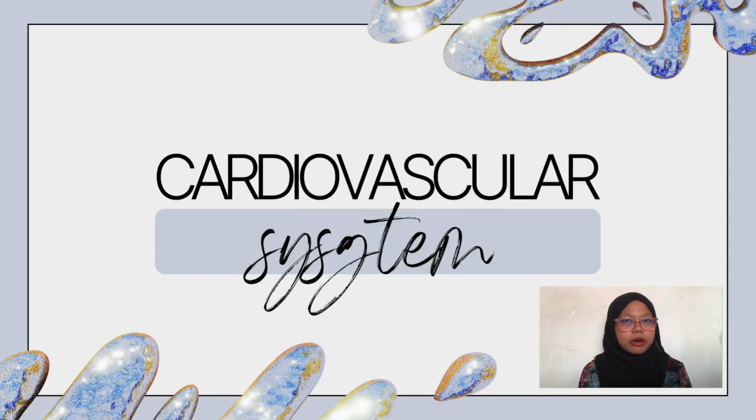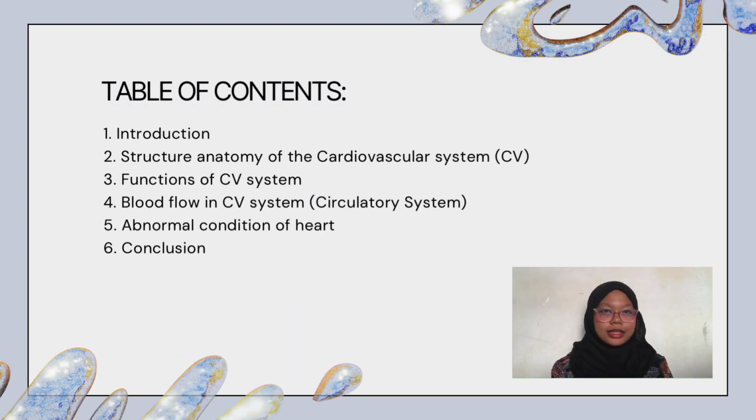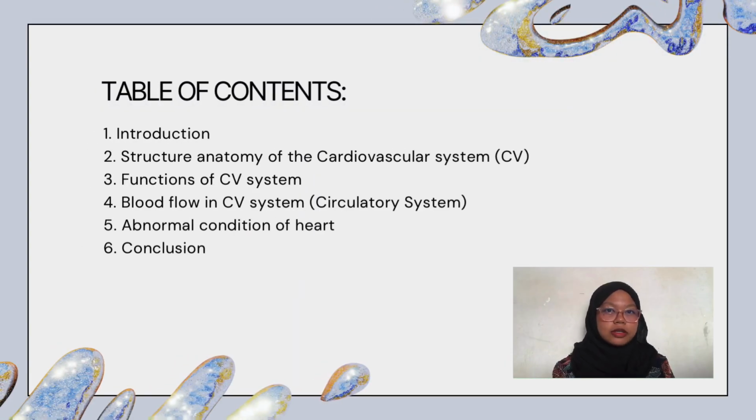Today we will present about the cardiovascular system and its function in our body. Next, this is the table of contents of our slide. We have introduction, structure and anatomy of the cardiovascular system, how the blood flows in our body, or we call it the circulatory system, and the abnormal conditions of the heart. And lastly, conclusion.